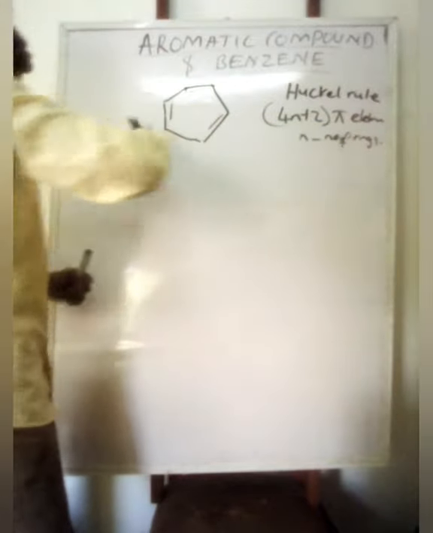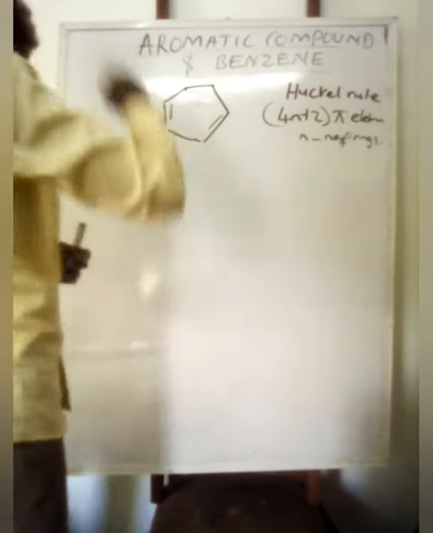Now for this compound, when we count the number of pi electrons in the structure, the value is the same as the value we got from Huckel's rule. Therefore it's an aromatic compound. Now let's look at this.